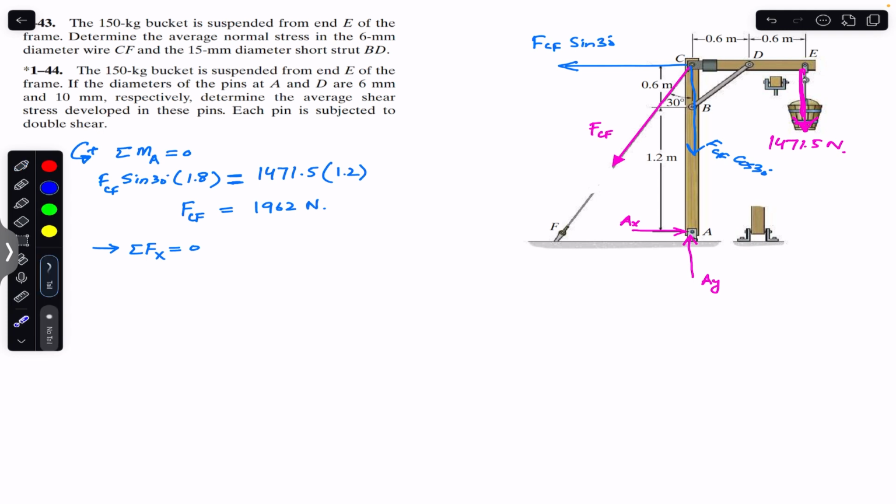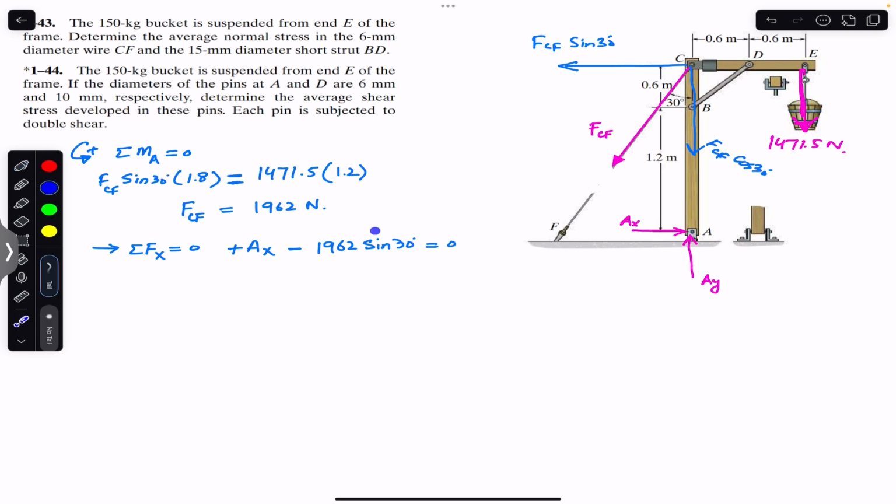So then we can say that ax is in the positive x. So we will write plus ax, and then we have this sine component of FCF, which is in the negative x. So we will write minus FCF sine of 30, and FCF value is now 1962. So 1962 sine of 30, this is equal to 0.